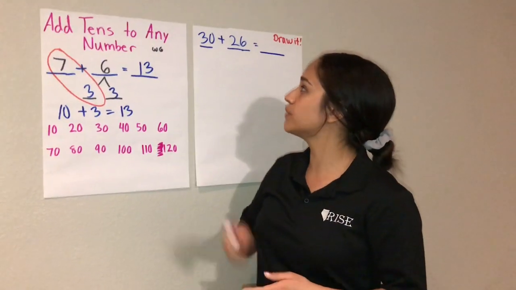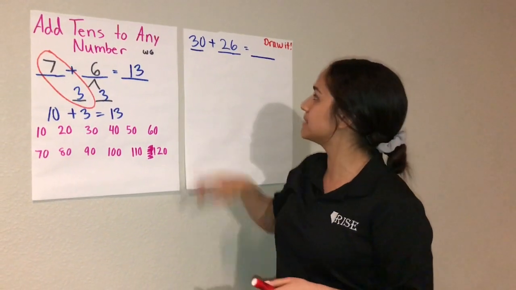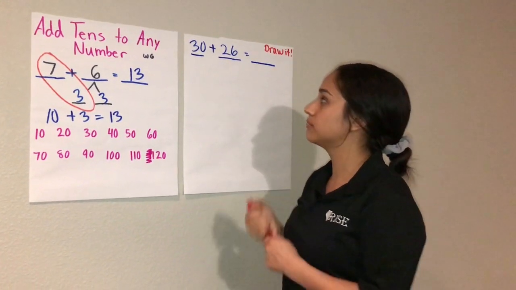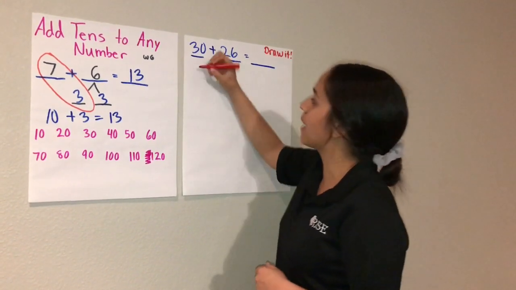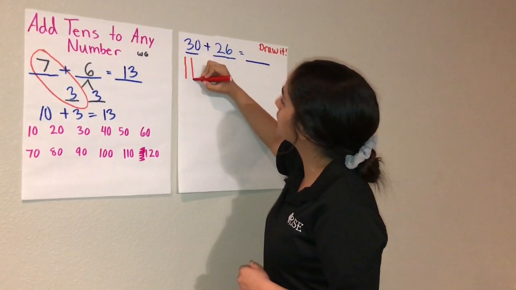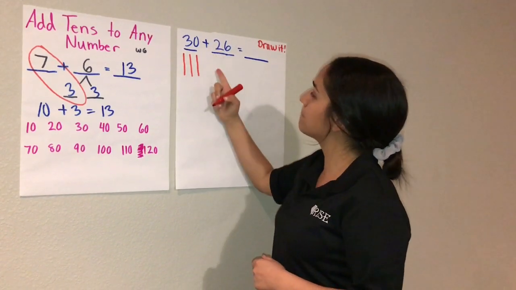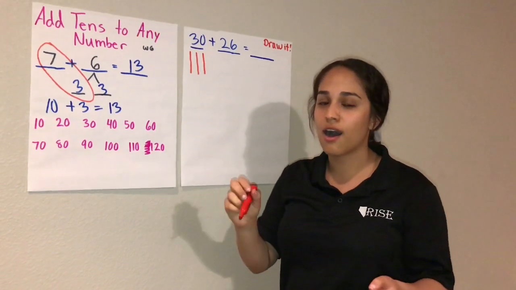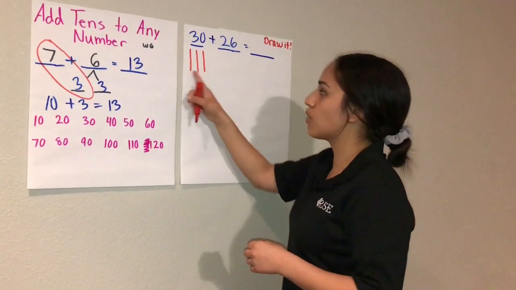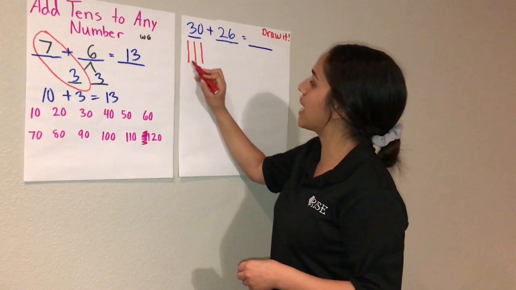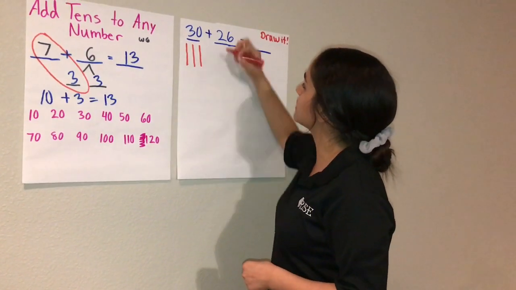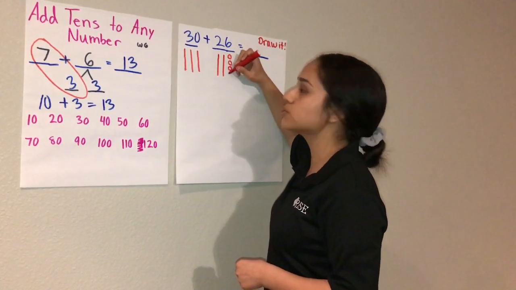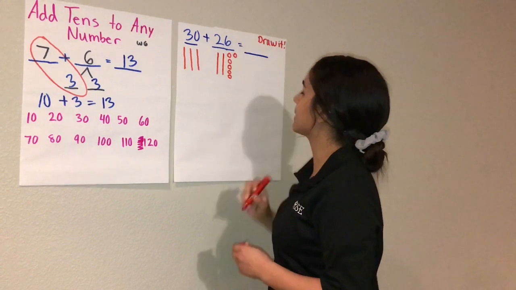We are going to move on to adding tens to any number. I see this number, it's 26. We're going to add some tens onto it. How many tens do we have here? Let's draw this out. 10, 20, 30. I don't count that as 1, 2, 3 because ones are like circles. Rods are representing our tens. So 10, 20, 30, and let's draw 26. 10, 20, 21, 22, 23, 24, 25, 26.